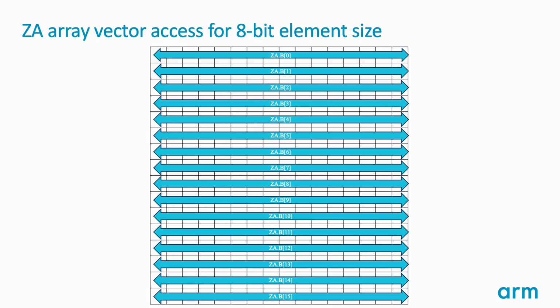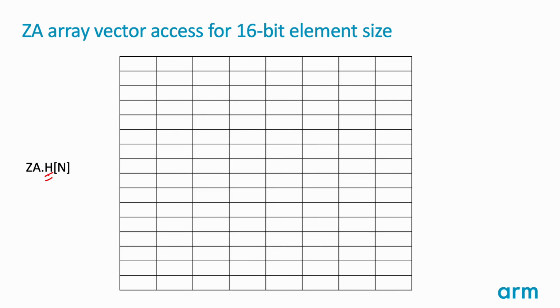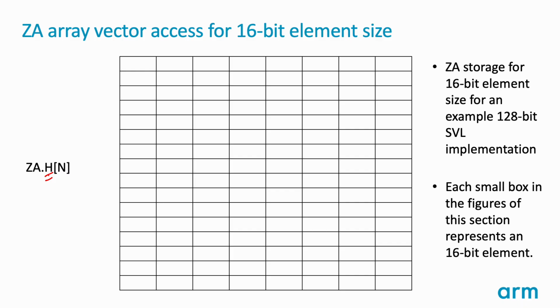Let's see how the ZA array vector access will happen for 16-bit element size. It is just similar to 8-bit element size access, just that for 16-bit element size, instead of B, we will suffix .H. For 8-bit element, it was ZA.B. Here it will be ZA.H. The number of columns that you can observe has been changed now because it is a 16-bit element size. However, the number of rows remains constant. Now each small box here represents a 16-bit element. So ZA.H0 gives me access to the first row of the ZA array storage.